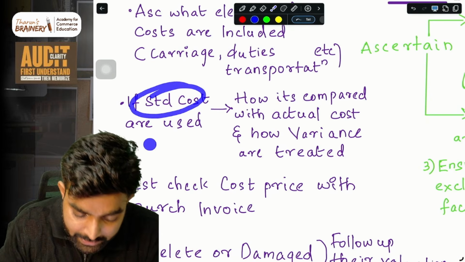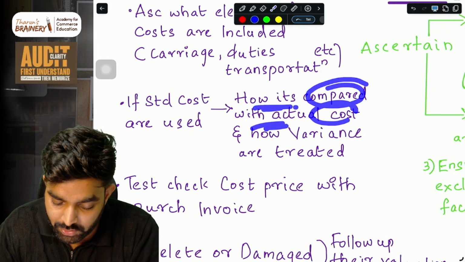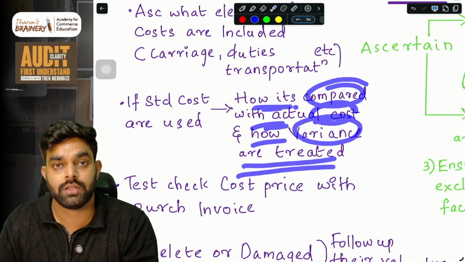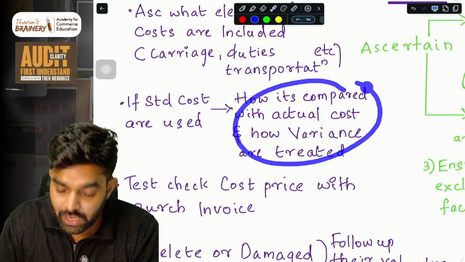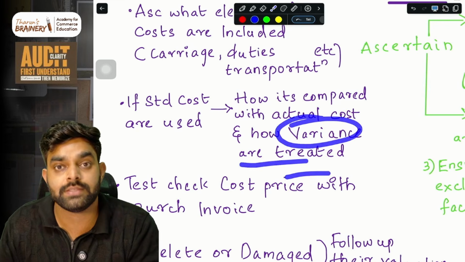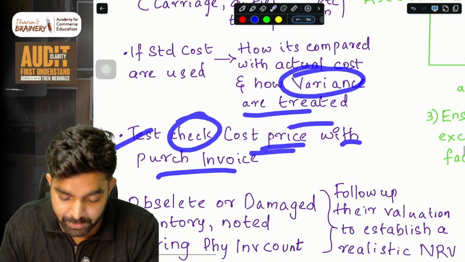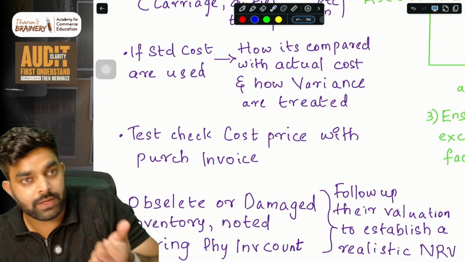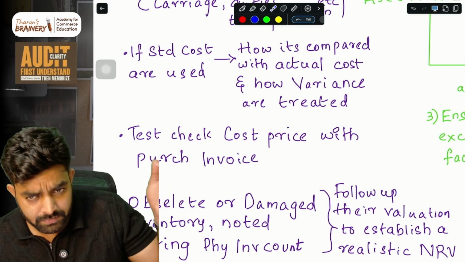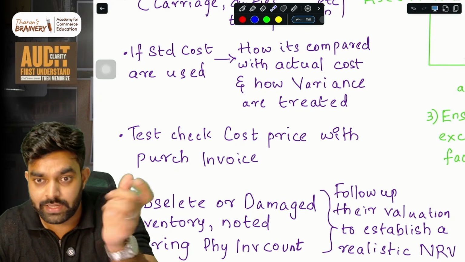Then if they are using standard cost, how it is compared with the actual cost and how variances are treated, this one thing you have to check. If they are using standard cost, how the standard cost is compared with the actual cost, and if any difference is there, how it is being treated. You have to check that. Then test check the cost price with the purchase invoice. Inventory you are purchasing, 1,000 units for 500 rupees. That cost price you have to check with the purchase invoice. Cost price and purchase invoice books same, you have to check.